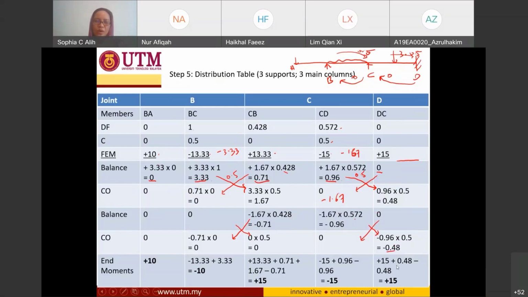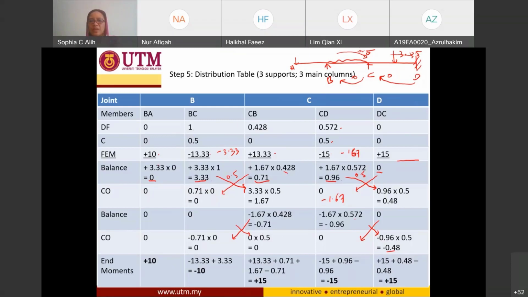Now, when to stop? The point of stopping, in your exam, is when after the carryover all the moments are almost 0. For example, in here after 2 rounds of balancing, my moment is almost 0 for all members. So this one is 0, 0, 0, 0, 0, and I have around negative 0.48, which I can neglect. However, in your exam, there might be a condition where after 3 rounds of balancing and carryover, you still have some moment over here. After 3 steps, you can just stop.